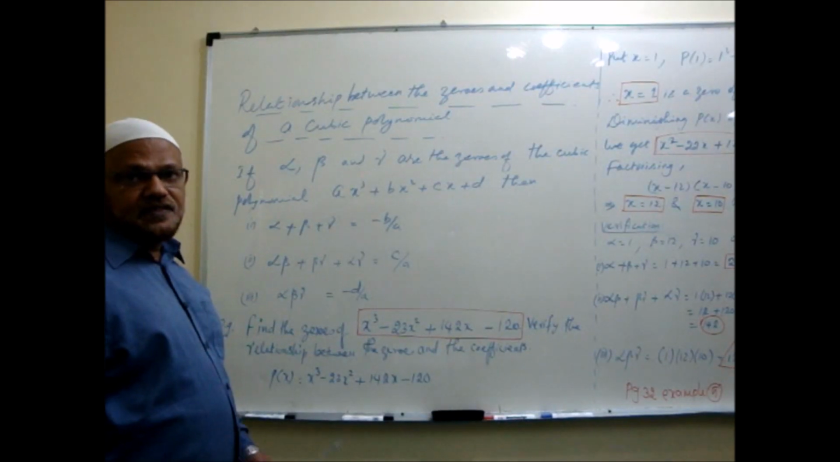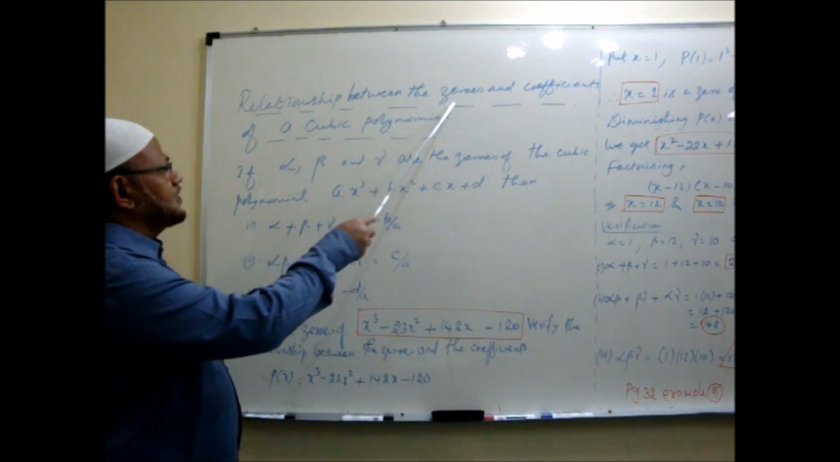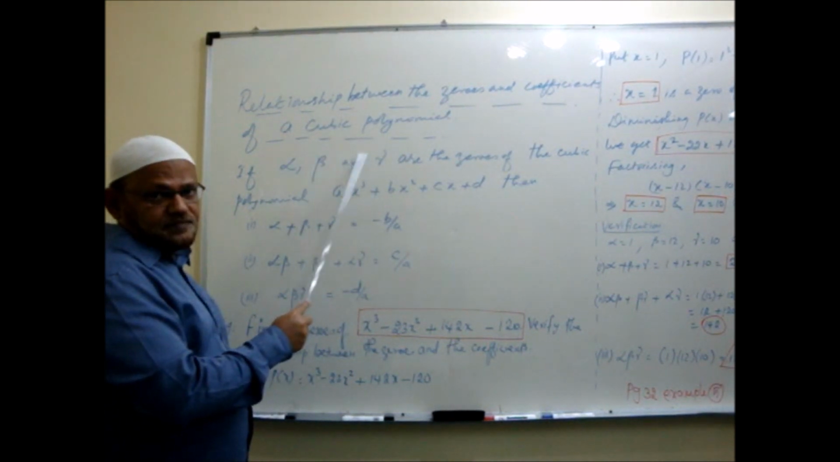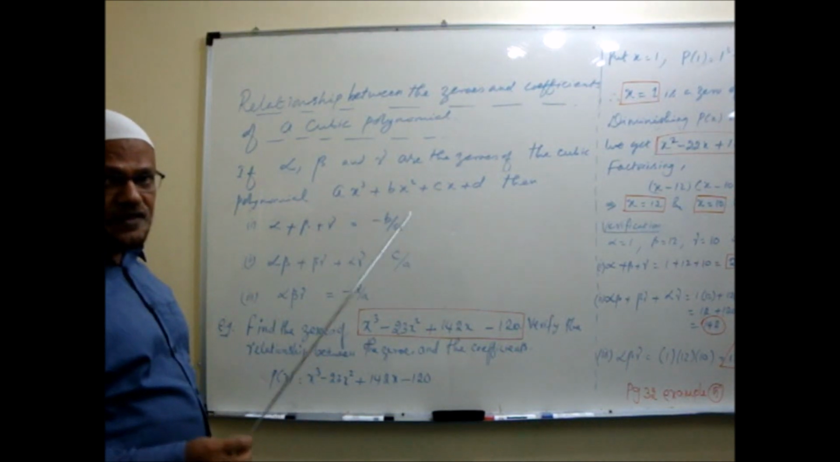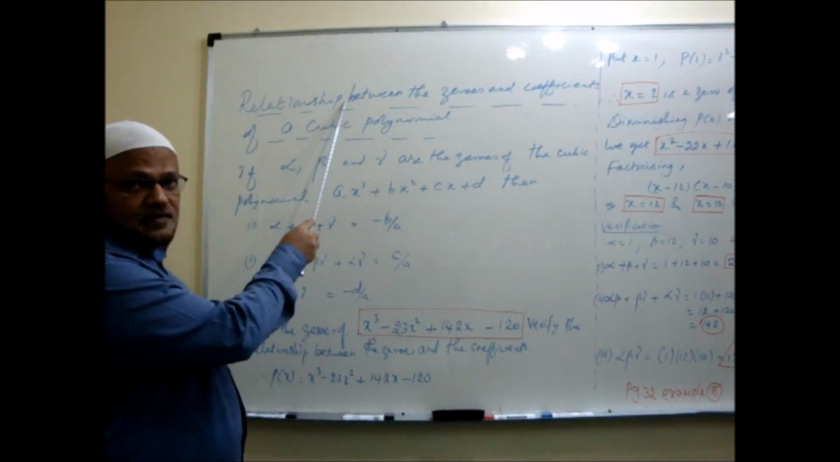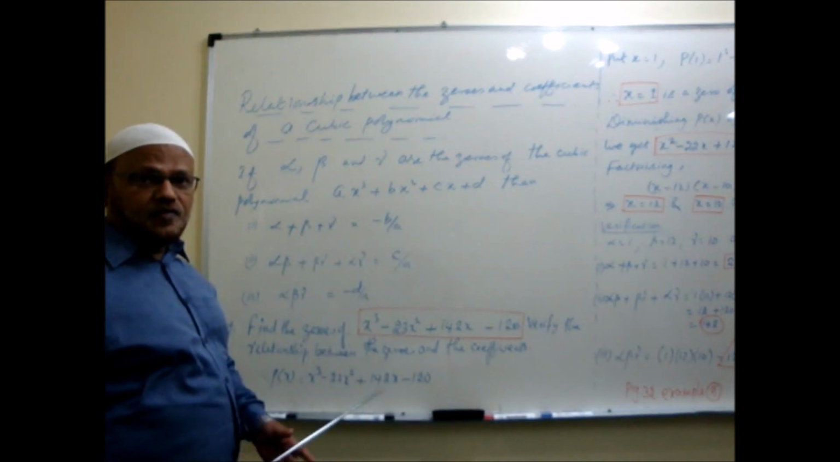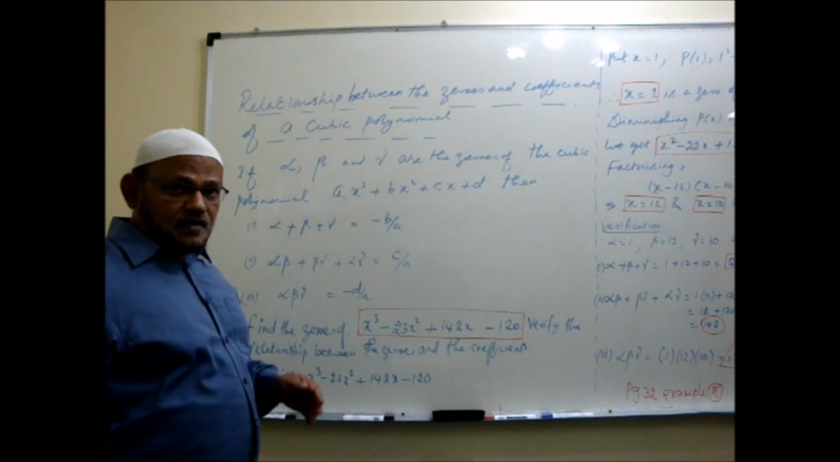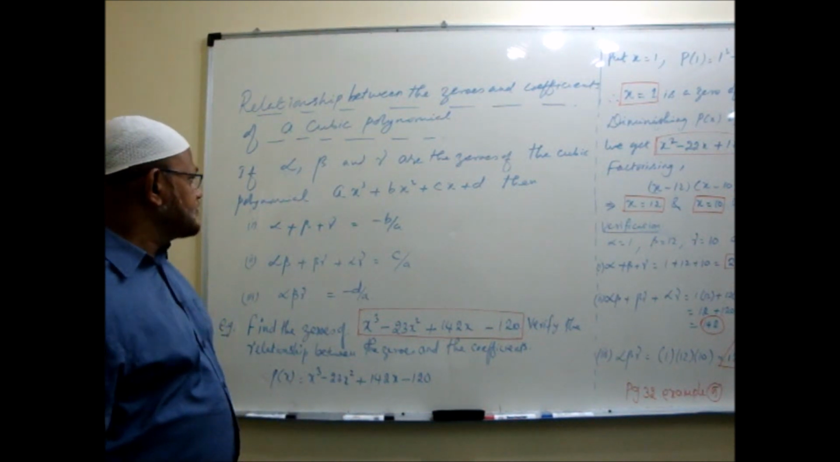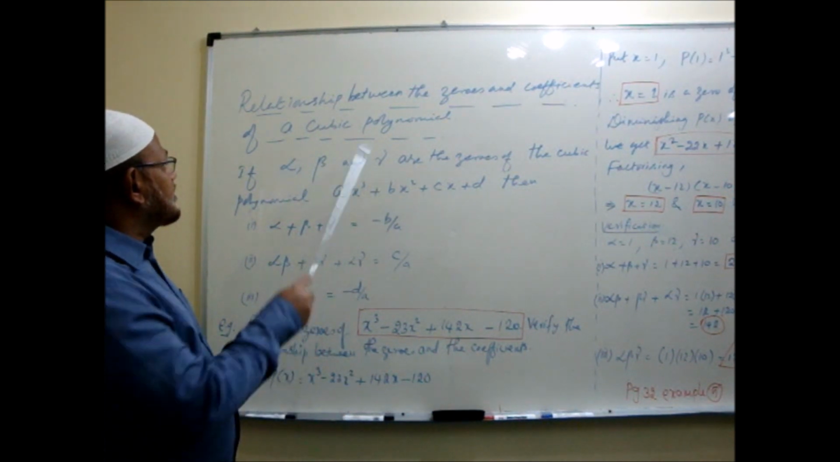So next is the relationship between the zeros and coefficients of a cubic polynomial. We have seen that for the quadratic polynomial. Now for a cubic polynomial, as I told you earlier, a cubic polynomial will have a maximum of 3 zeros. Up to 3 zeros it can have. Now what is that relationship?